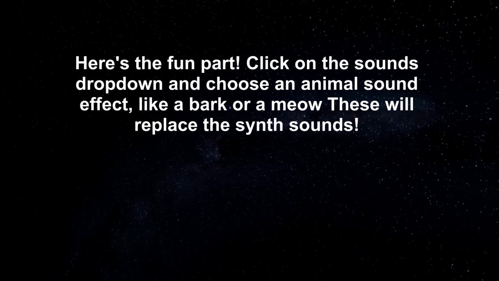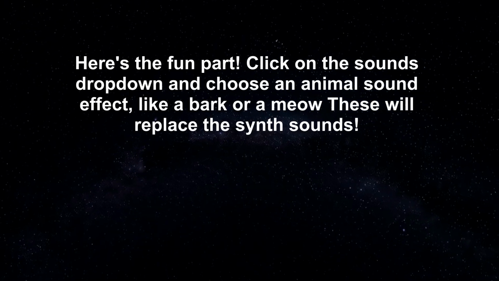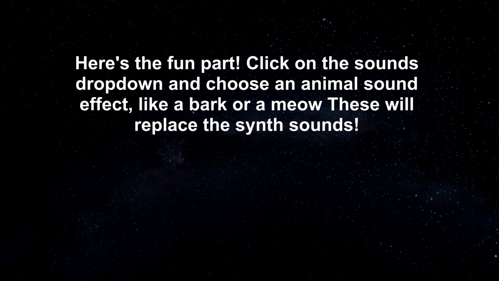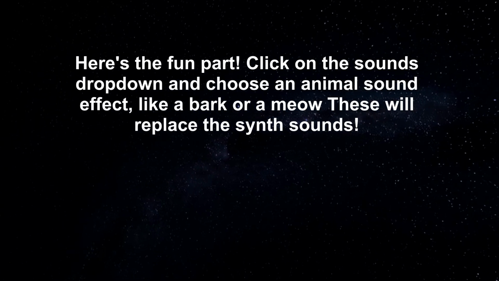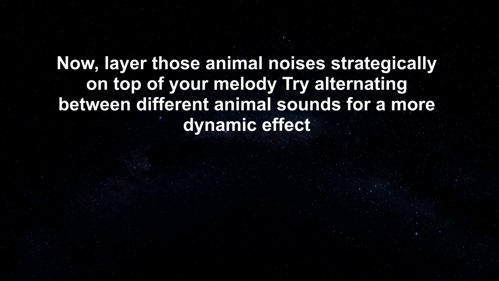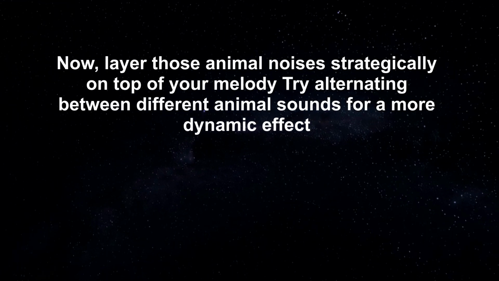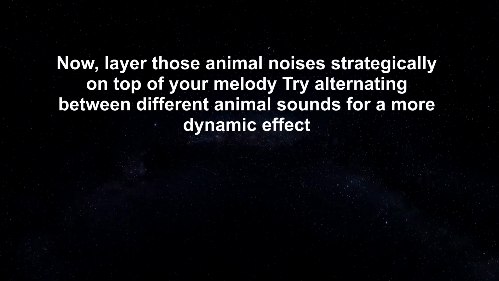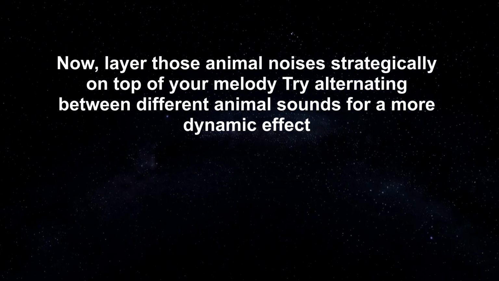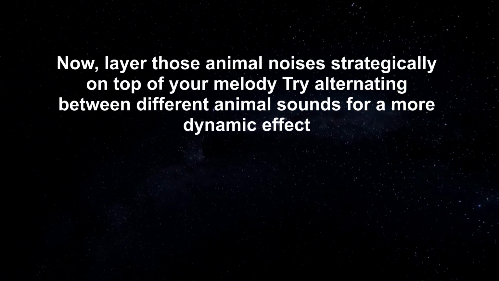Here's the fun part. Click on the sounds drop-down and choose an animal sound effect, like a bark or a meow. These will replace the synth sounds. Now, layer those animal noises strategically on top of your melody. Try alternating between different animal sounds for a more dynamic effect.